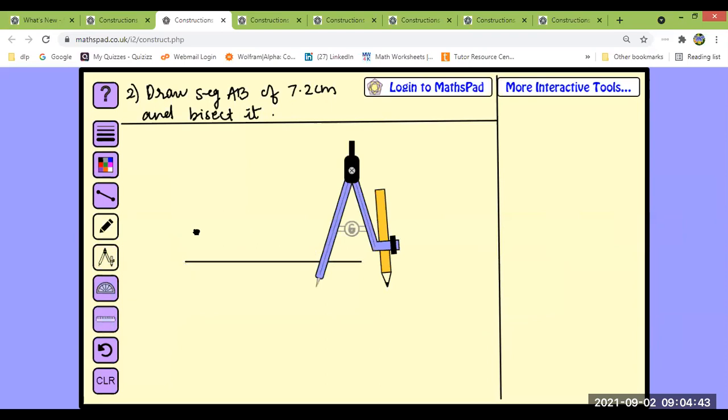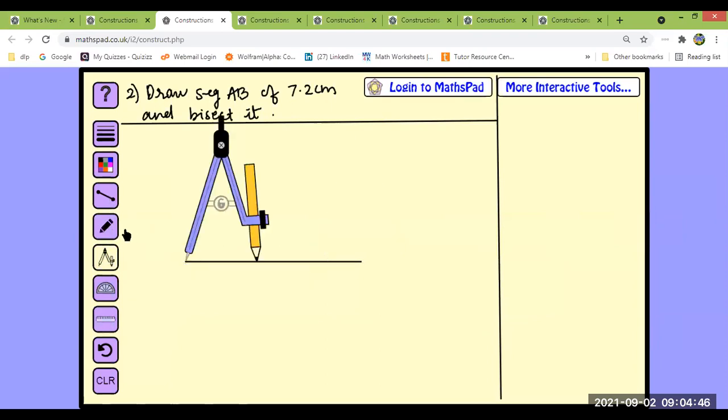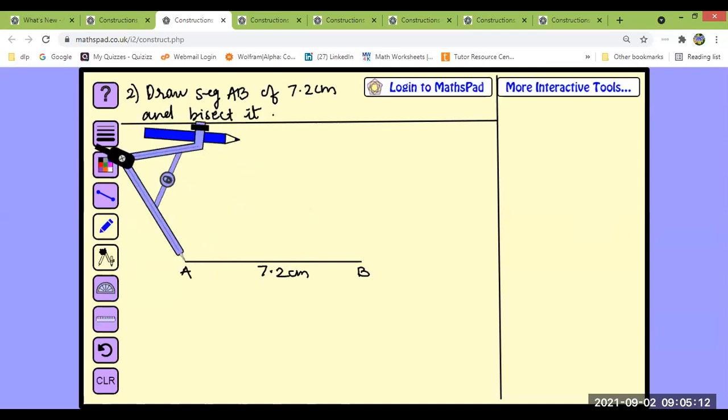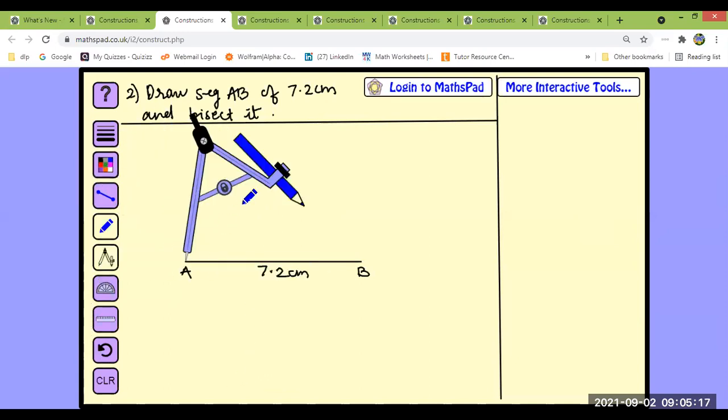So how do we bisect? Maybe I will write it out. I'll write out the name here. So this point is A, this point is B, and the length is 7.2 centimeters. Okay. So here we place the steel point on point A, take more than half distance, and using the same distance, we have to draw 4 arcs. 2 on top, 2 on bottom. Okay. So using the point A, we have to draw 2 arcs, one up and one down.